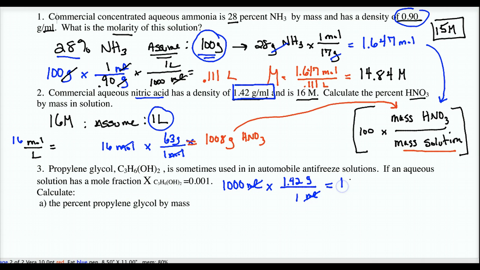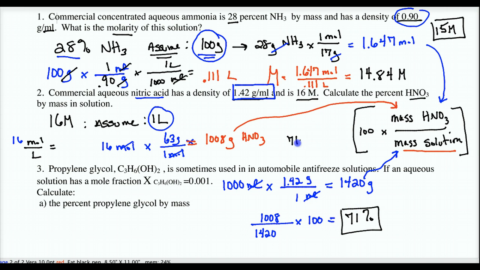And I get 1420 grams of my entire solution, which is the mass of the entire solution. So here we go, 1008 over 1420 times 100. Let's see what we get. And what I get is 70.98, or about 71% by mass of the entire solution is due to nitric acid. So 71%. So essentially 1 and 2 are just polar opposites of each other.